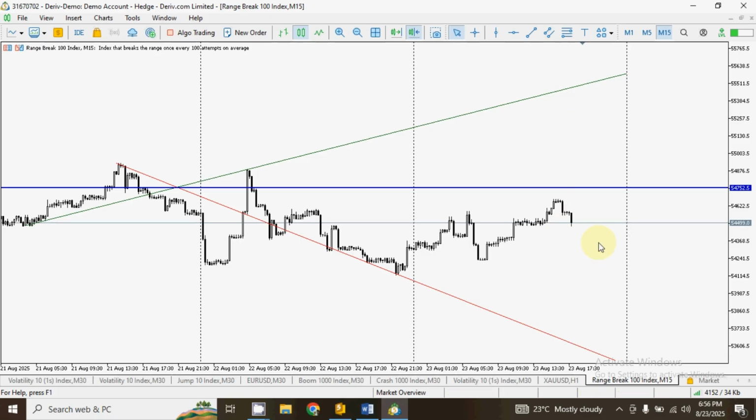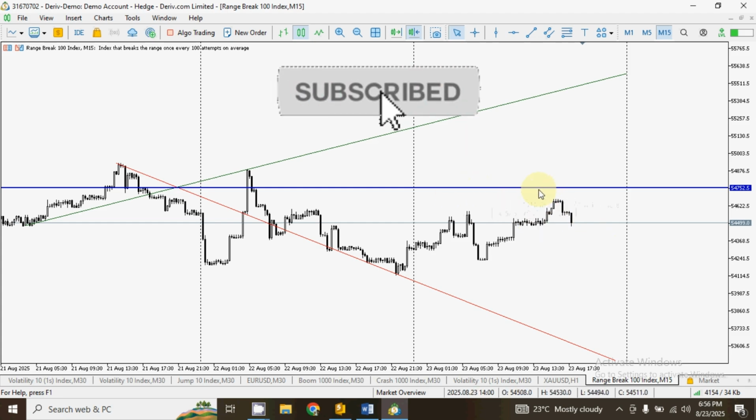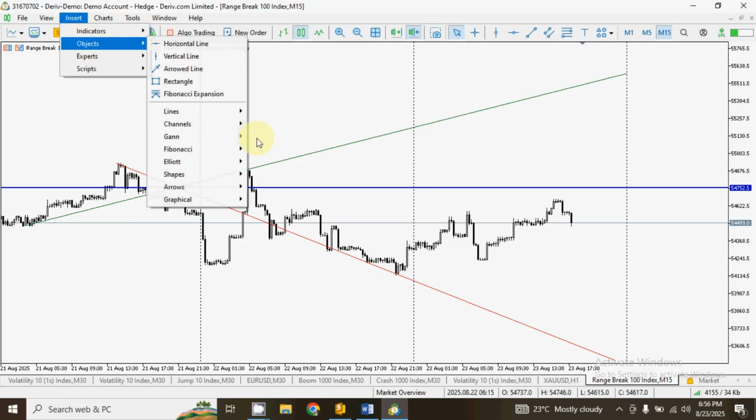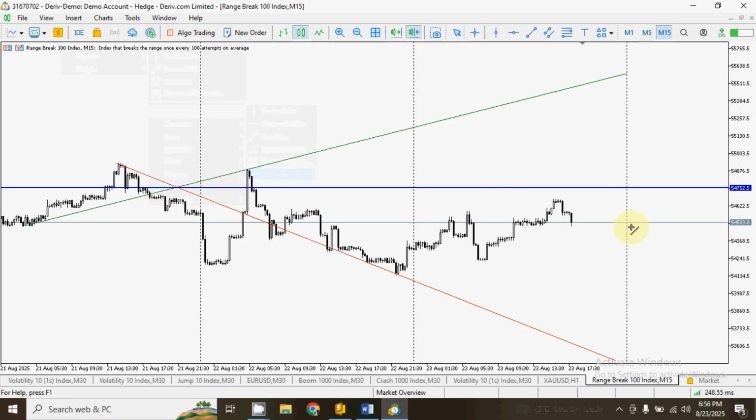For this current day, let me delete this arrow. For this current day, we've established the fact that we are going for a sell trade, but the market is below this horizontal line. So this is what we are going to wait for. The first thing you are going to do is to wait for the market to cross above this horizontal line, right?